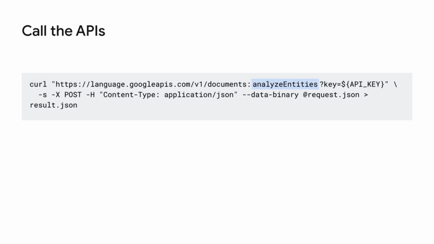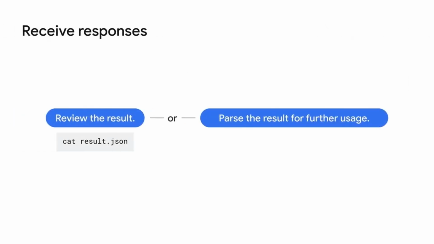In this example, you call the Natural Language API feature Analyze Entities, pass the request.json file that you just constructed, and save the response to result.json file. Finally, how should you handle the responses? You can review the result by using a command like cat result.json or parse it for further usage.